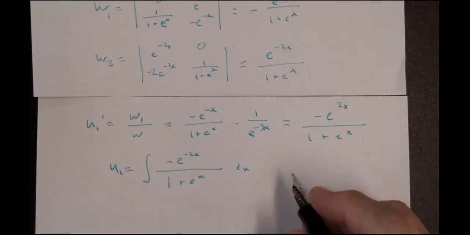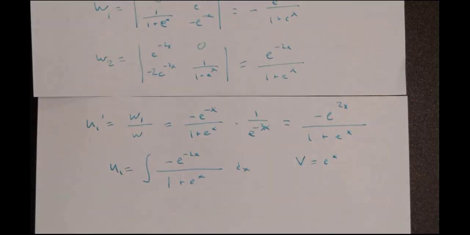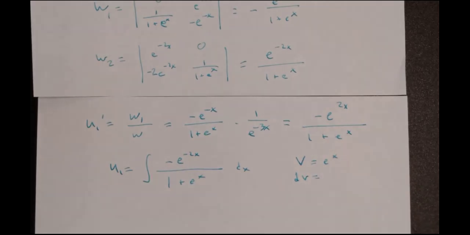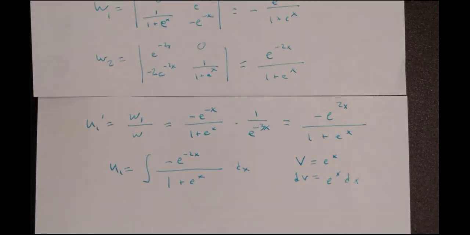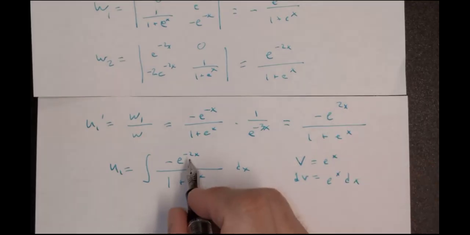Let's write V equals e to the x. Then what's dV? There's more. Okay, wait a second. That means I need an e to the x here. What if we take e to the, oh, see, I made a copy error. That should be e to the 2x.